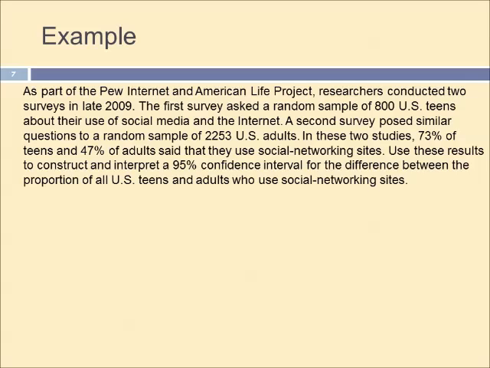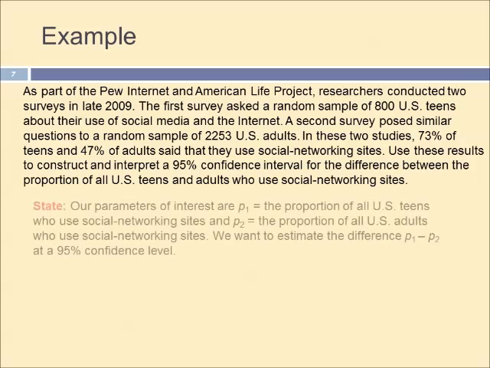So here's an example. As a part of the Pew Internet and American Life project, researchers conducted 2 surveys in late 2009. The first survey asked a random sample of 800 U.S. teens about their use of social media and the Internet. A second survey posed similar questions to a random sample of 2,253 U.S. adults. In these 2 studies, 73% of teens and 47% of adults said that they use social networking sites. Use these results to construct and interpret a 95% confidence interval for the difference between the proportion of all U.S. teens and adults who use social networking sites.